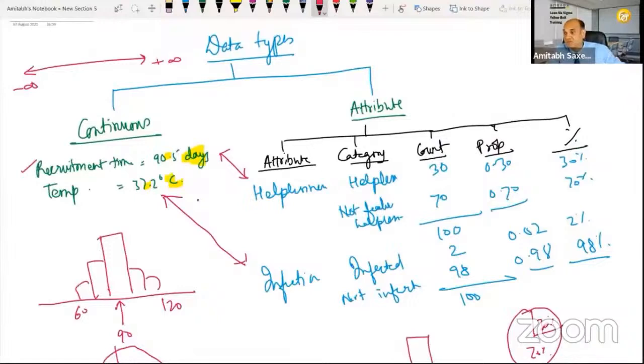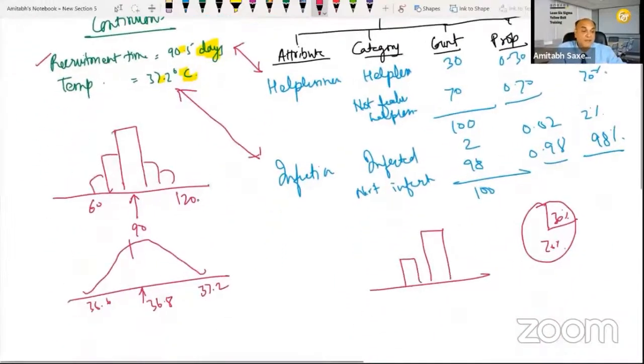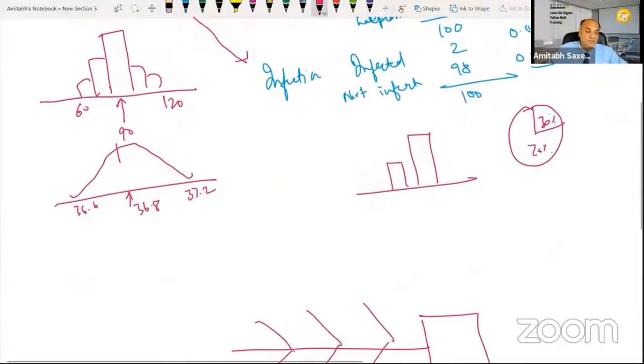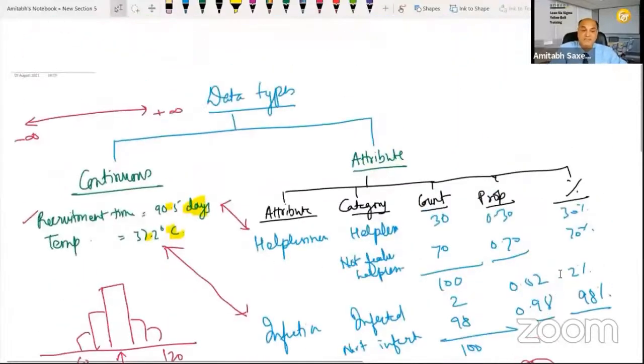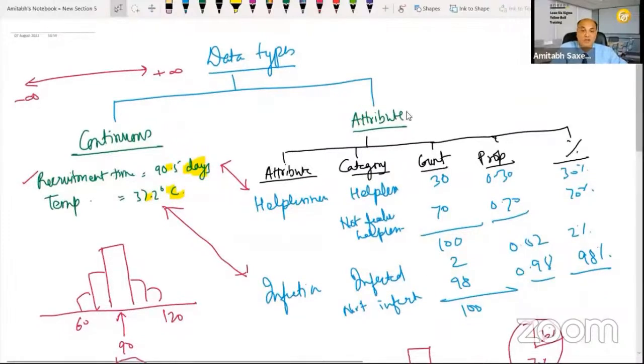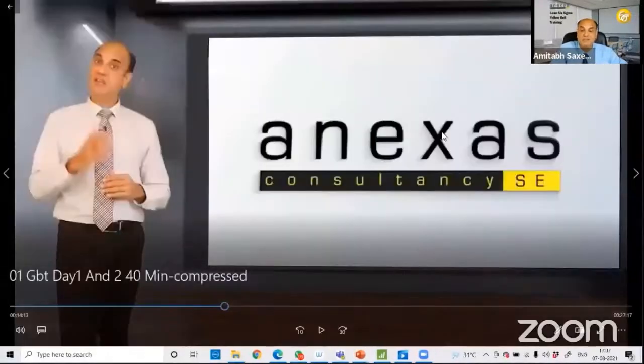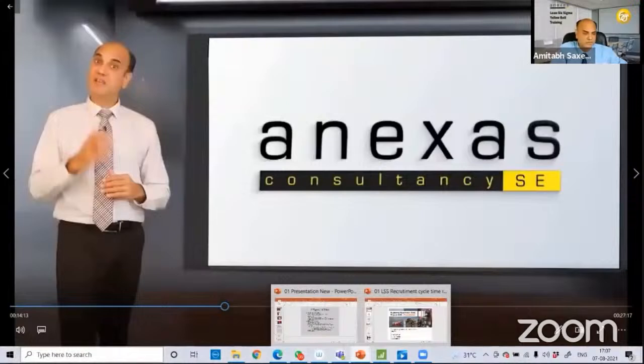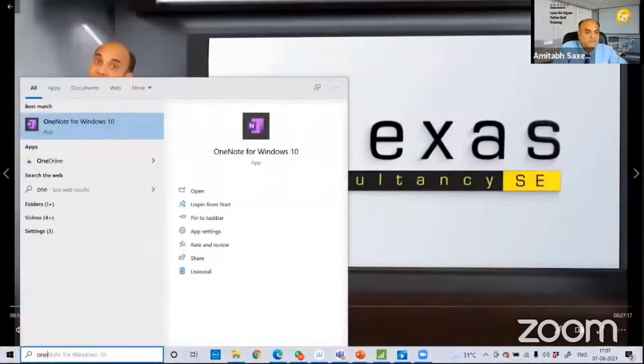Now, I hope you understood what is continuous and attribute data. Any questions on this? Okay, great. Now let me expand this a little bit. As I told you, this data follows normal distribution. What is normal distribution? Let me talk about that a little bit more. Where is, oh, sorry, it got closed.